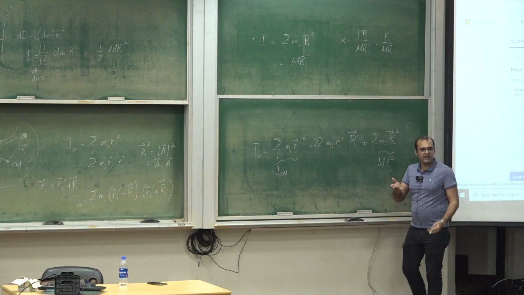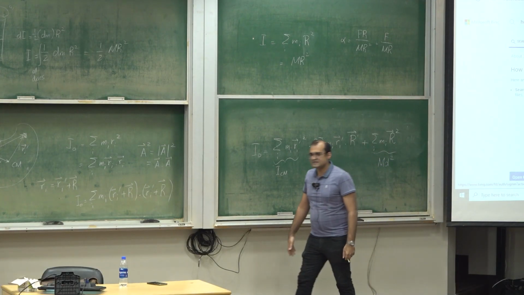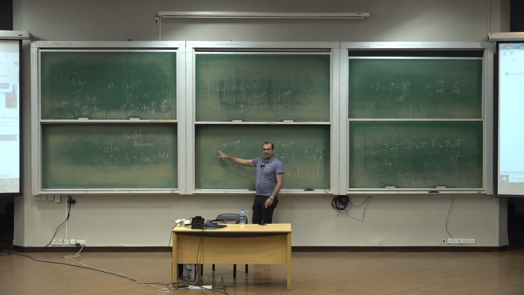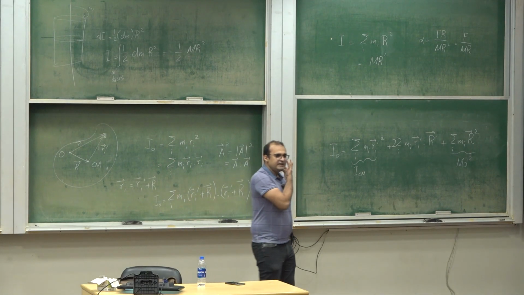कैपिटल R का मैग्नीट्यूड क्या है? That's just the distance between the two axes. क्योंकि ओरिजिन मैंने किधर रखा था? I placed the origin at one of the axes. तो कैपिटल R का मैग्नीट्यूड क्या होगा? That's just the distance between the two axes.